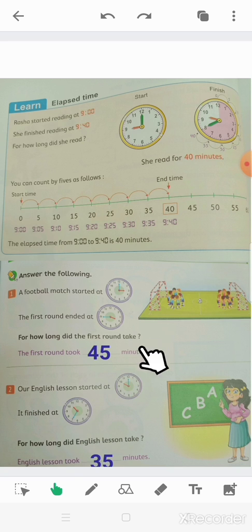Again, the start time to take the English lesson is 10 o'clock. Look at the minute hand. It moves to 7. 7 by 5 equals what? Equals 35. So the English lesson took 35 minutes. Okay? Thank you for watching.